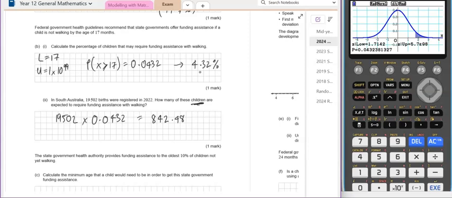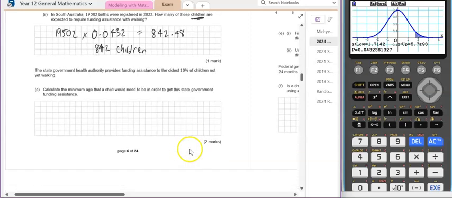We need a whole number essentially. So 842 to the nearest number will most likely need funding assistance with their walking. You could also round that up as well. Obviously, you might think, oh, it's more than 842. 843 would also be an acceptable solution in the exam.